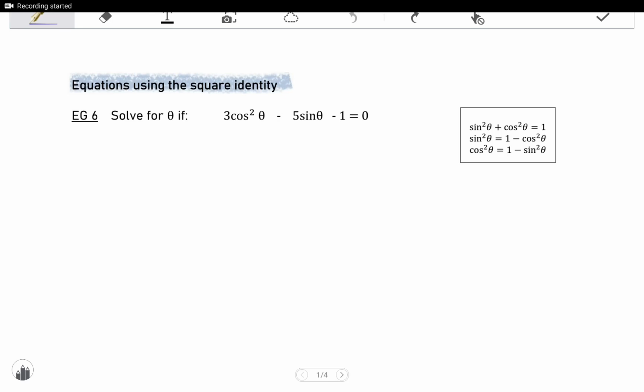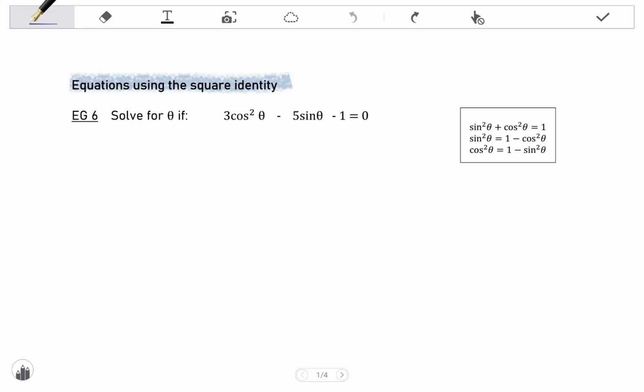In this video, we continue looking at trigonometric equations, and we will look at examples where we use the square identity, double angles, or compound angle formulae. Now, in this first example, we are told to solve for theta if 3 (cos theta)² minus 5 sin theta minus 1 equals 0.